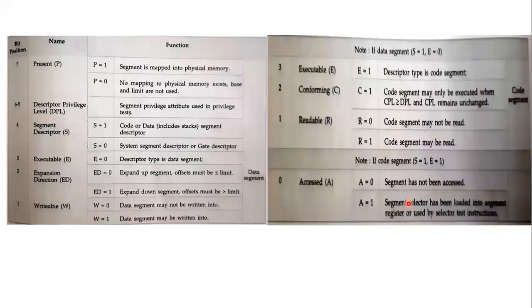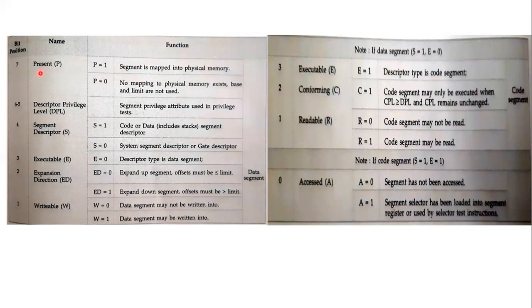Okay. Then come to the table. We'll see this table now. This is nothing but an overview of the bits that we have seen. So P is your present bit. Come to the table now. The first column tells the bit positions. The second column tells you the name of the bit. Then the third column, the bigger column, tells you the function of these particular bits.